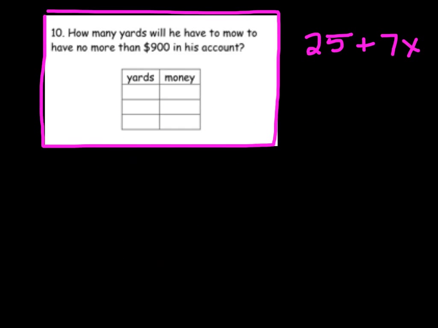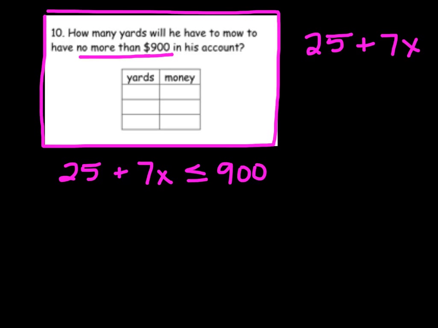All right, this time it says how many yards will he have to mow to have no more than $900 in his account. So again, we have our equation. This time we're given the amount of money. So remember, the x is the number of yards. The result of it is the amount of money. So I'm going to start with my equation, 25 plus 7x, and I want no more than. So that means less than or equal to 900. So I can solve this just like I normally would.